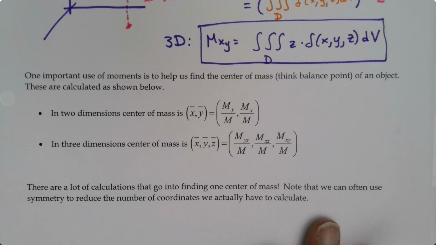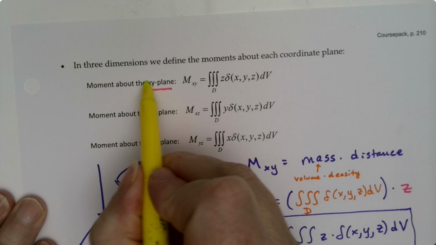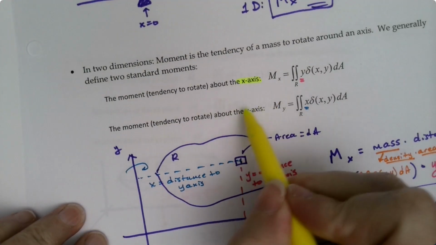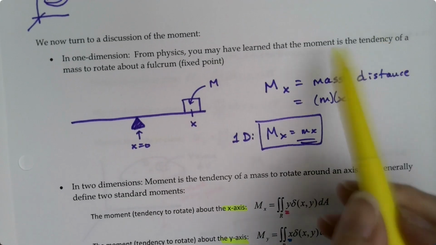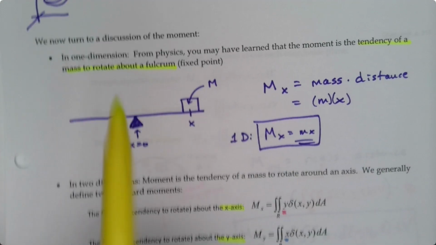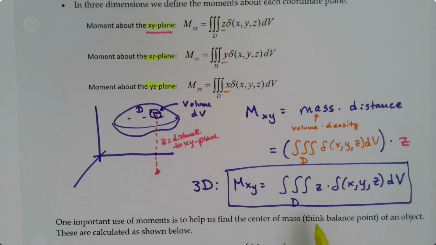All right, one important use of moments. So moments are these tendencies to rotate around a distance from a point, around the x-axis or y-axis, or around a particular plane, right? So these were the different planes. So we had z here, we have y here, we have x here, depending on which plane you're looking at. And then for these ones, it was around the x or y axis. So that's what moments are, right? It's the tendency to rotate around a particular point in one dimension, axis in two dimensions, or plane in three dimensions.